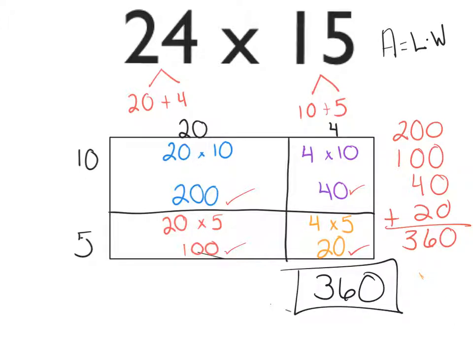Well, let's think about our estimate. Our estimate was 400. Is 360 close to the 400? Yeah, it's really close. So we know that the answer makes sense because it's close to our estimate.